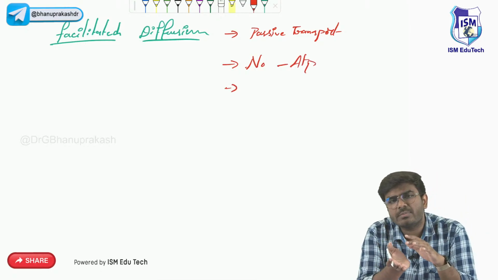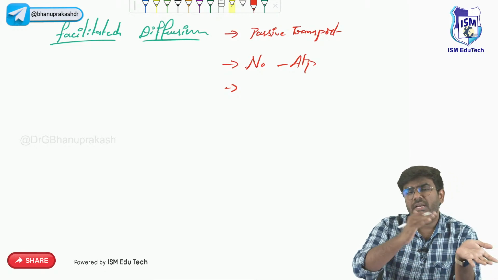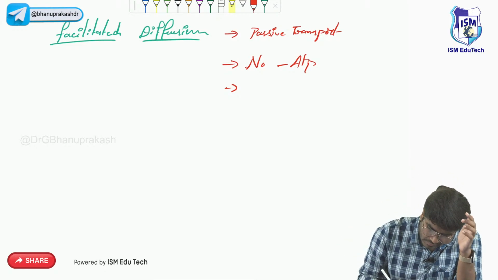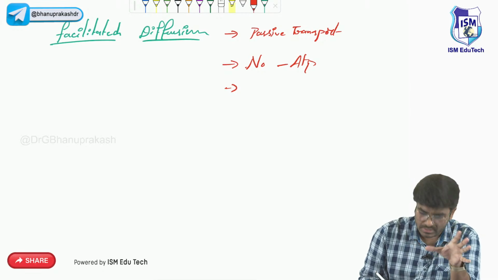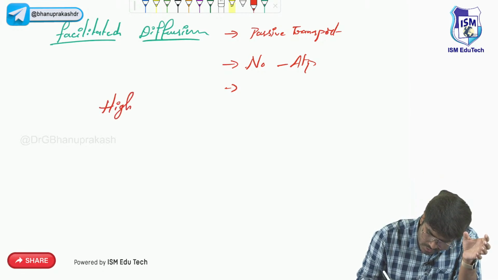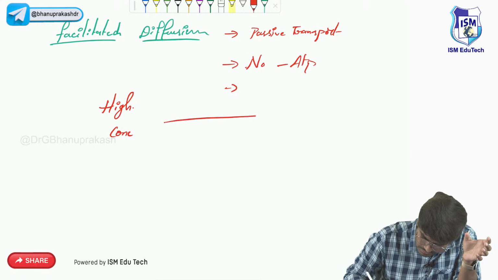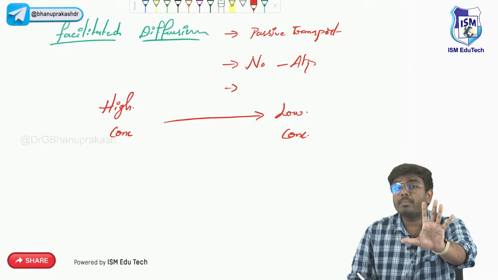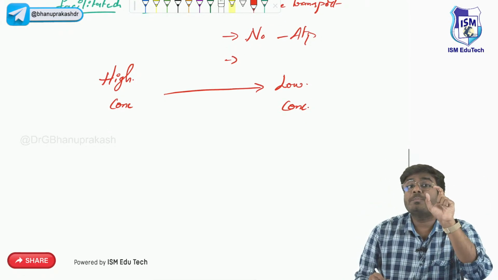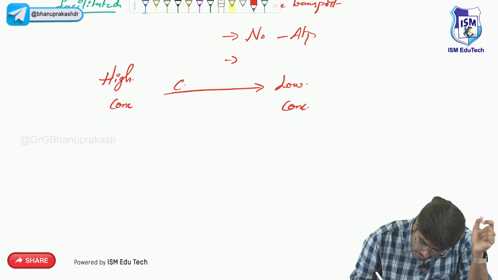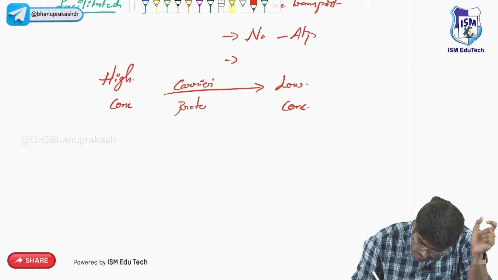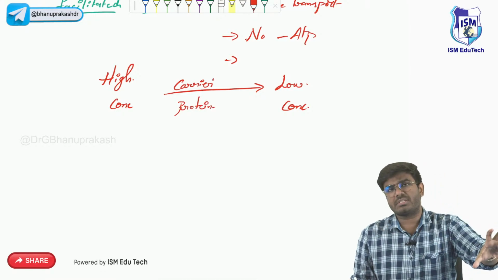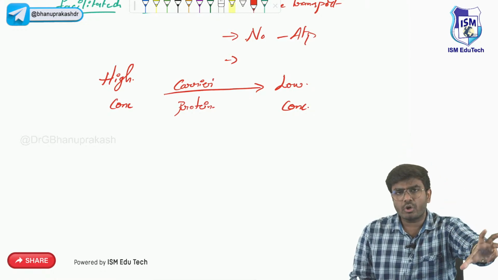Then what exactly is the difference between facilitated diffusion and simple diffusion? See, even in facilitated diffusion, the transport of substances is happening from high concentration to low concentration, no doubt. But the important point here is that you especially need some carrier proteins. Carrier proteins are involved for the movement of the substances. Substances are moving from high concentration to low concentration, no doubt.